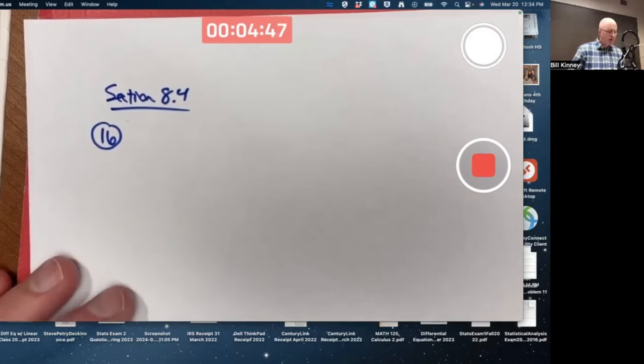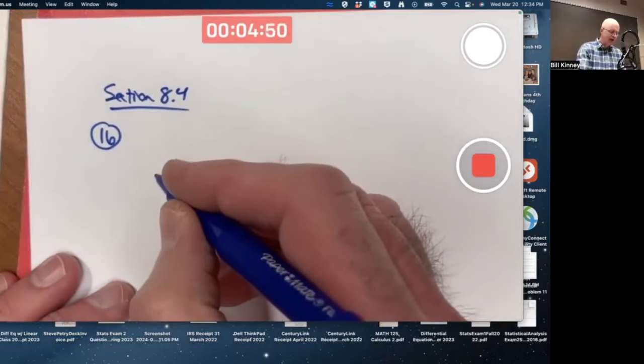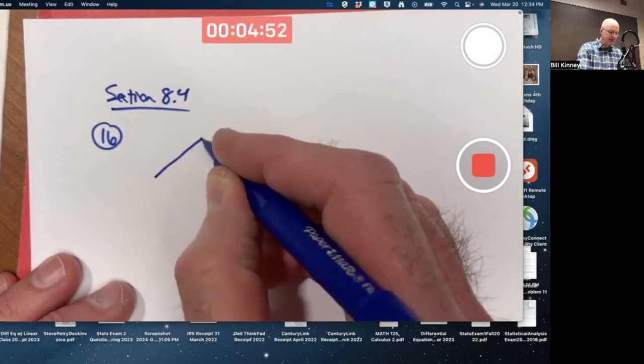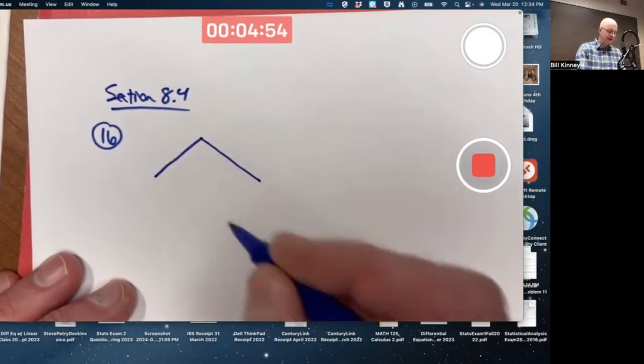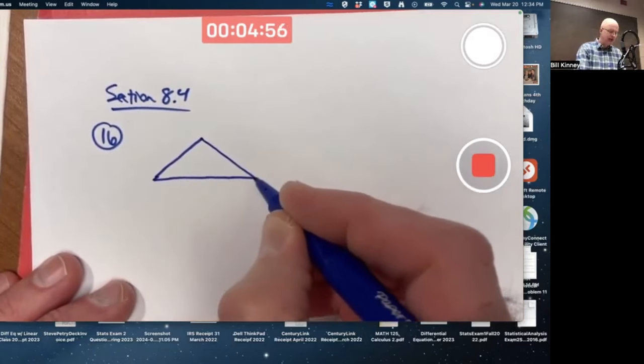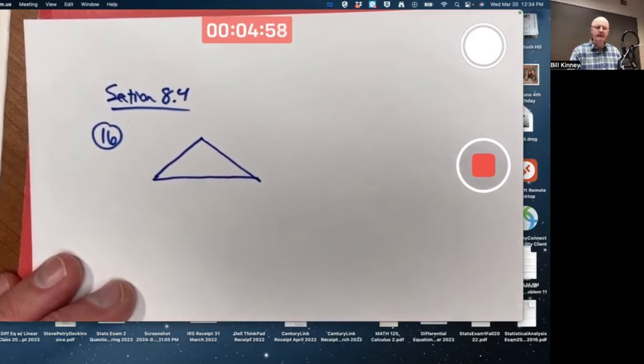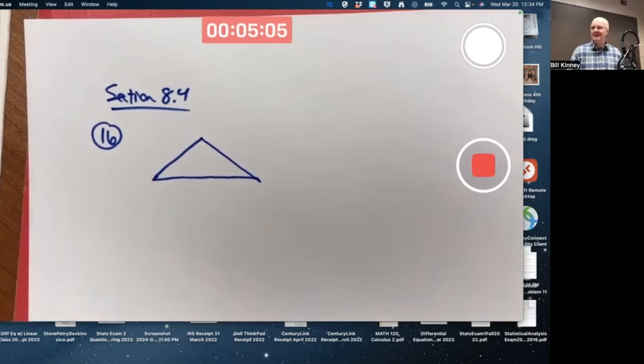In the first problem we want to work through today, we're going to have a thin sheet of metal, say, shaped like a triangle. The base of the triangle is going to be 2 centimeters, and the height of the triangle is going to be 1 centimeter. It's also going to be an isosceles triangle like this.